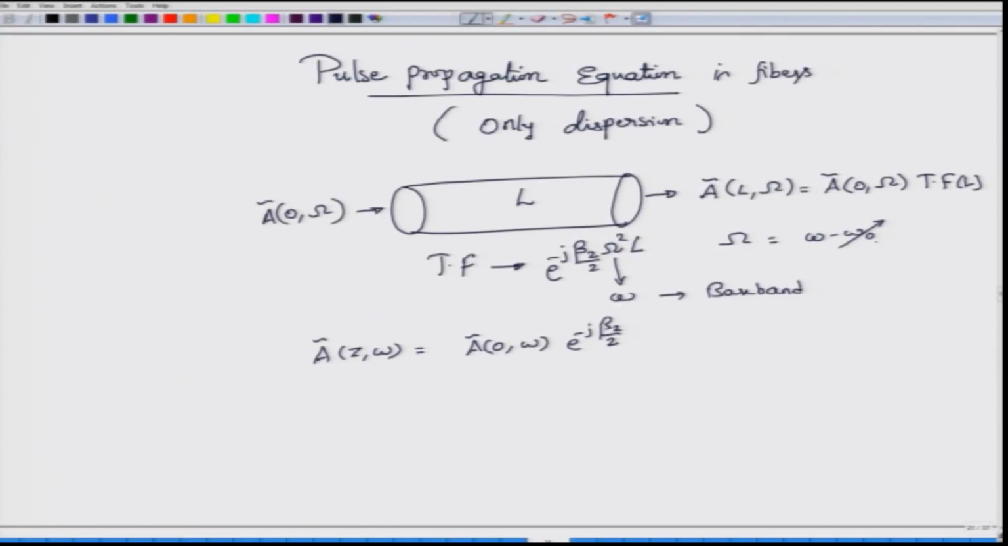Okay. So, if you recall what beta 2 was, beta 2 by definition was the second derivative of beta with respect to omega, or it was the first derivative of del beta by del omega. Del beta by del omega we have already seen to be equal to 1 by v g, where v g is the group velocity, and therefore, what this beta 2 is telling you is how this group velocity itself is changing with respect to frequency. Okay. So, that is why this beta 2 is called the group velocity dispersion parameter.